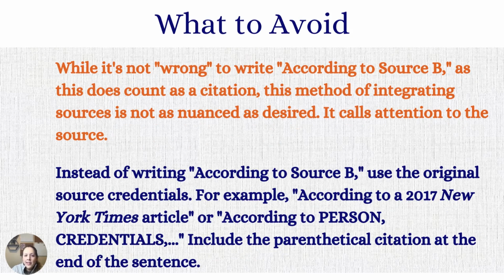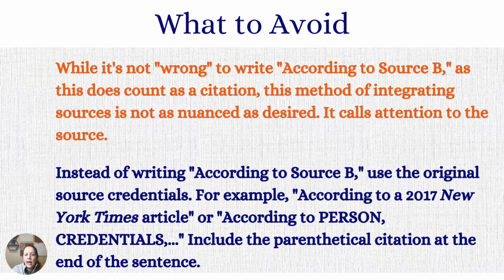It's not wrong to say, according to source B. This does count as a citation, but honestly, this method of integrating sources is not as nuanced as desired. And if we're thinking about life beyond the AP Lang exam here, we want to help you incorporate your sources in a very effective way for future research papers too. So we want to try to avoid according to source B because it calls a little bit too much attention to the source. So here's a quick fix for it though.